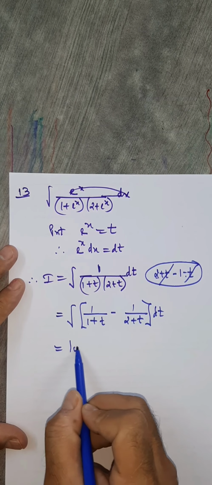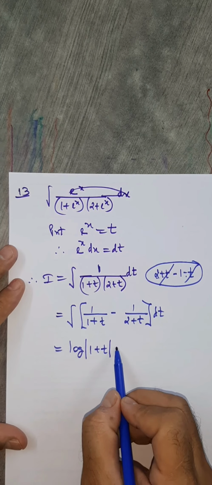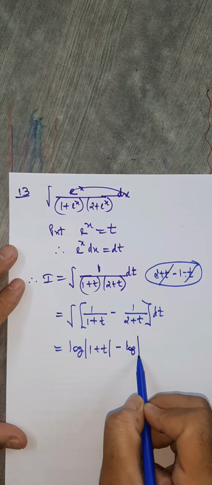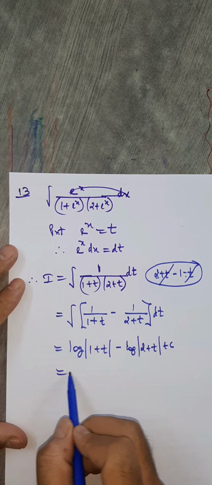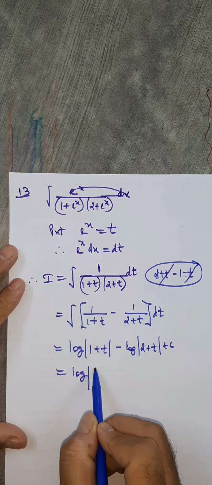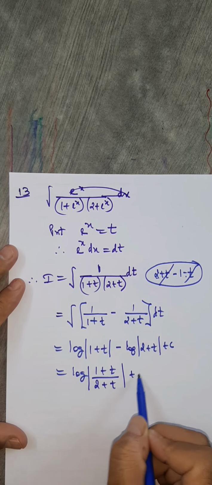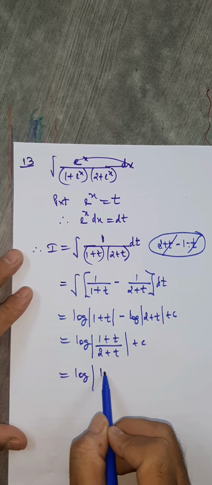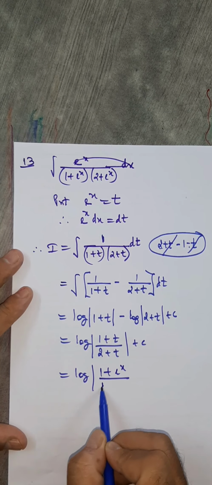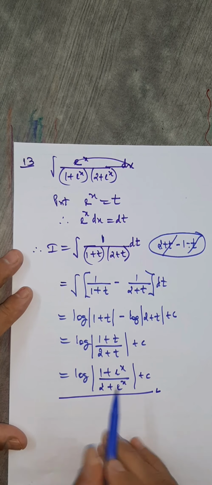Now what's the integral of this? Log of mod of 1 plus t upon the coefficient of t, 1, minus log of mod of 2 plus t upon the coefficient of t, that's 1. And now you just take the ratio here. So by the property of the log function we have this. And what was t? It was e raised to x. So log of (1 plus e raised to x) upon (2 plus e raised to x) plus c. That's the required integral.